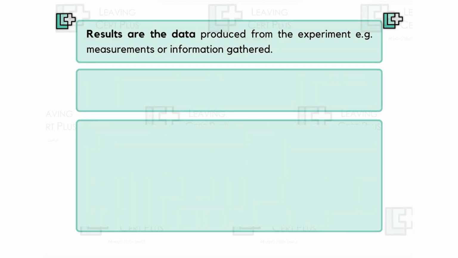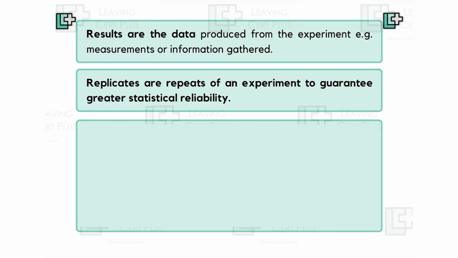Okay, so as we move along then, what are the results? The results are the data produced from the experiment. For example, the measurements are the information gathered. Now, the data you obtain should be obtained from what we call replicates, which are repeats of an experiment which help to guarantee statistical reliability. If you do something once and you get a certain set of results, that is not enough. It's not going to give you any sort of statistical reliability. If you repeat it again and again and keep getting the same data, that then provides a bit of statistical reliability and puts a bit more weight behind your findings.